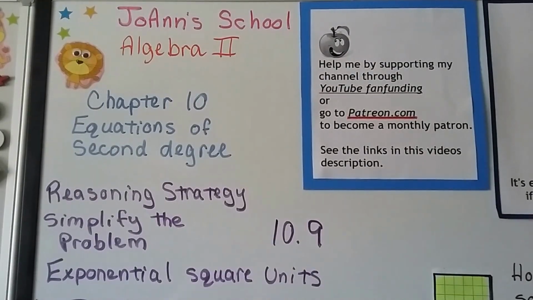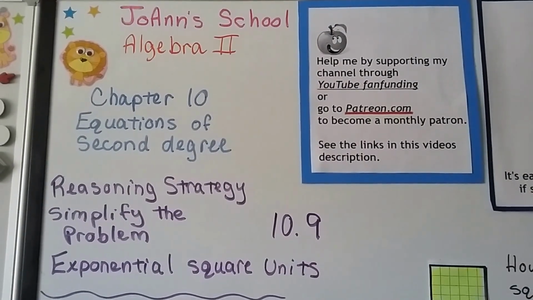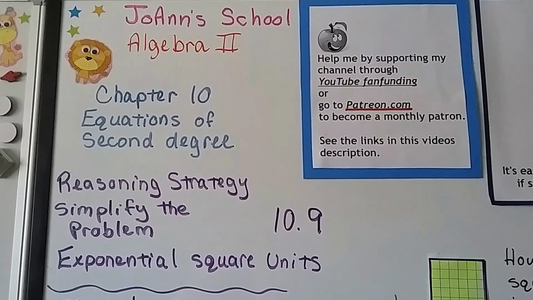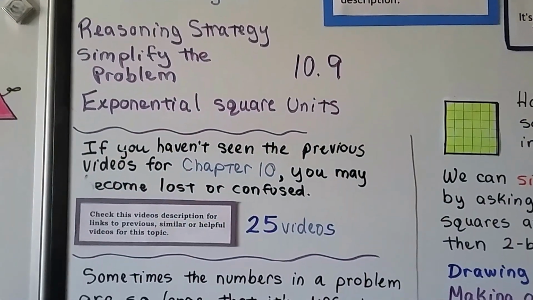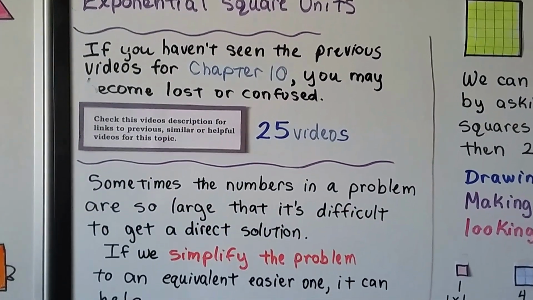This is our last video for Chapter 10. We're at 10.9. We're going to talk about reasoning strategies and how to simplify a problem. We're going to be doing exponential square units. If you haven't seen the previous videos and you become lost or confused, you can just click on the description. But this video should stand by itself.